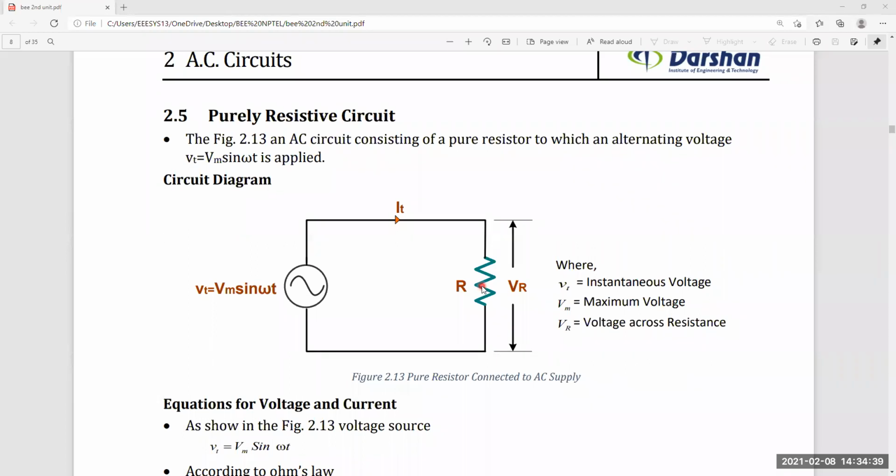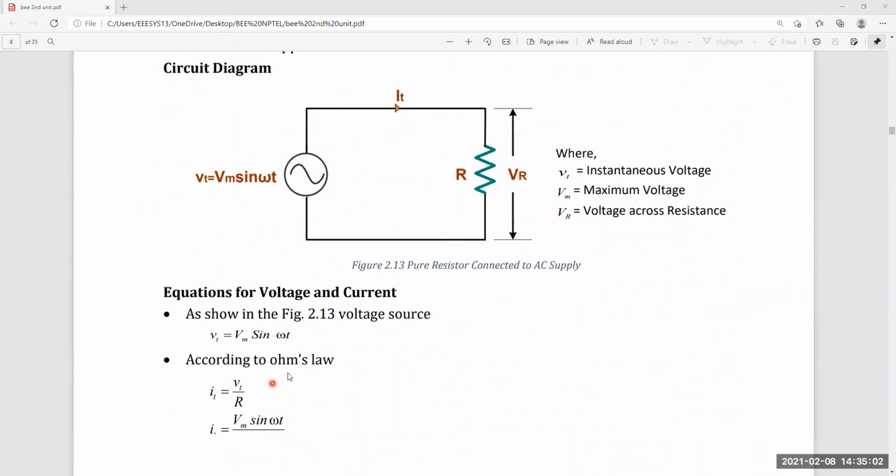And how is the power factor changing? These are concepts from the previous lecture, already completed. For the resistive circuit, V(t) is the total instantaneous voltage and Vm is the maximum voltage. The voltage across the resistor is VR. So V(t) is equal to Vm sin omega t.